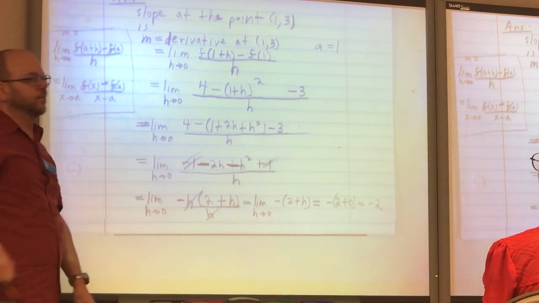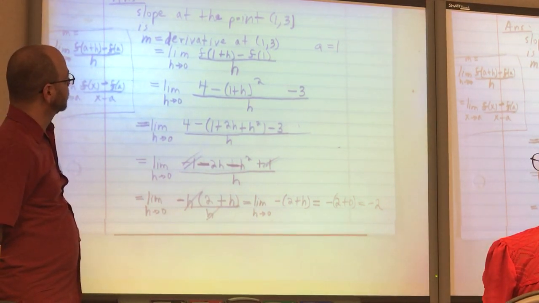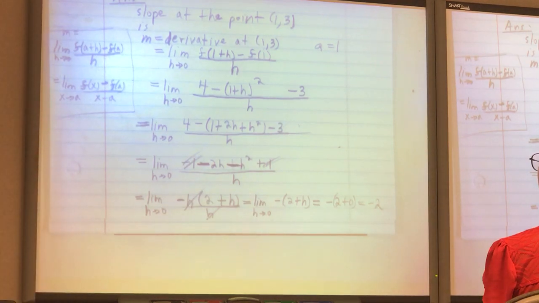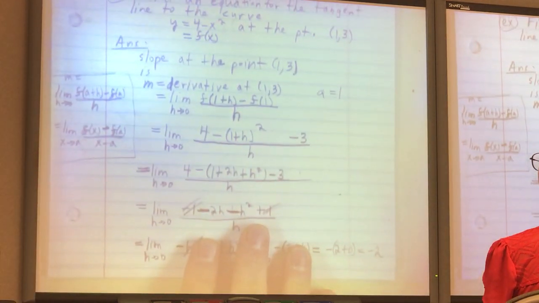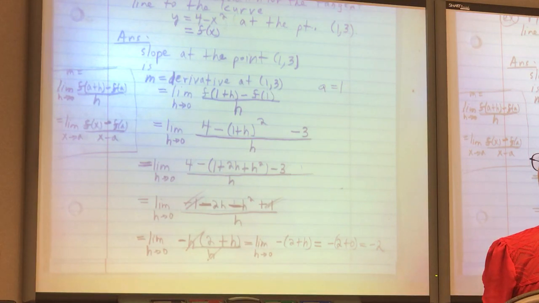On the second step, where'd you get that 4 from? From a line. This one, y equals 4 minus 2 plus h. Oh, okay.